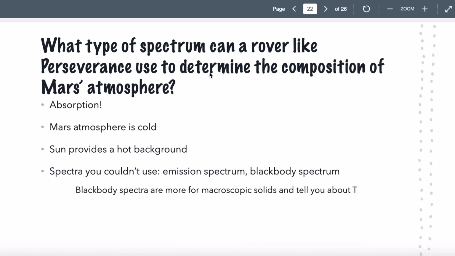Next question, what type of spectrum can a rover like Perseverance use to determine the composition of Mars' atmosphere? You're going to use absorption because Mars' atmosphere is super cold and the sun provides a hot background. So you wouldn't use an emission spectrum or a black body spectrum.